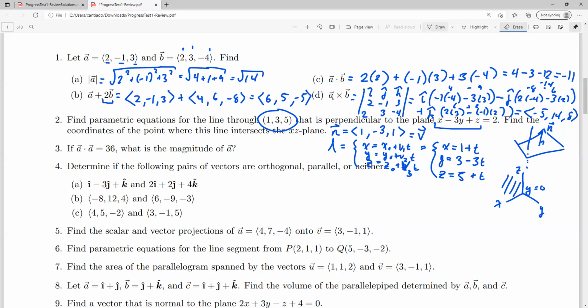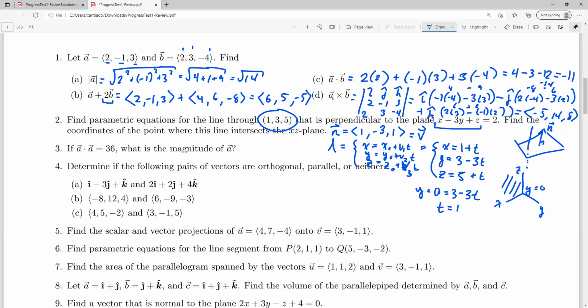So we know what y is equal to. y is equal to 0, which is equal to the parametric equation 3 minus 3t. If you solve for t, t becomes 1. So that means that the point at which the line intersects the xz plane is at t equals 1.